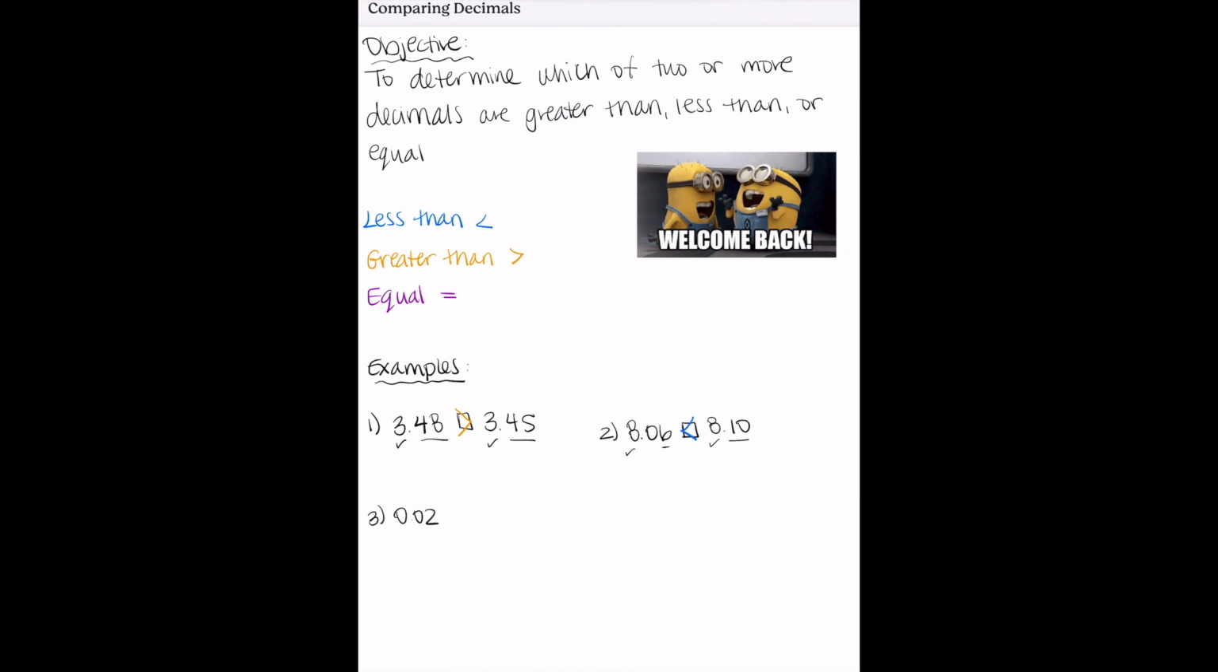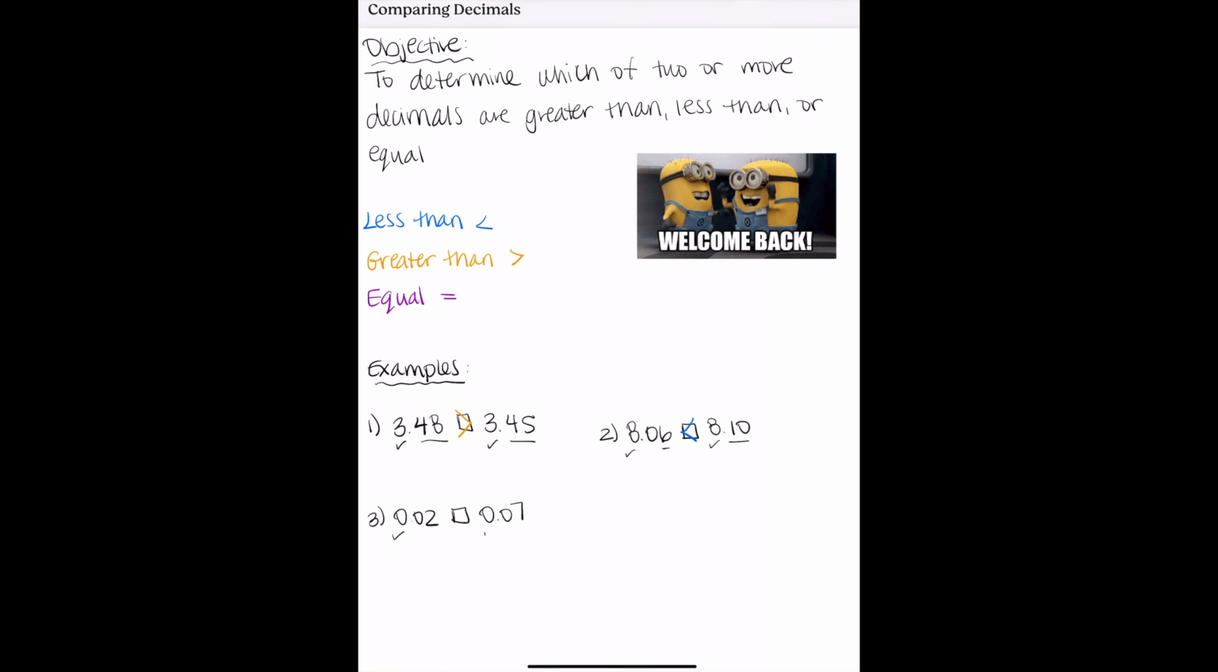For our third example, we have 0.002 and 0.007. The way we would say these, right, would be 2 thousandths and 7 thousandths. Now let's compare them. They both start with 0, right? The second place, the tenths place, is also 0. So we're comparing, like we said, 2 thousandths and 7 thousandths. And obviously we know that 7 thousandths would be greater, right? So 2 thousandths is less than 7 thousandths. Now let's move on to our last example of the day.